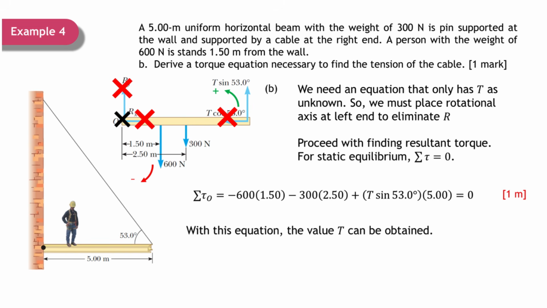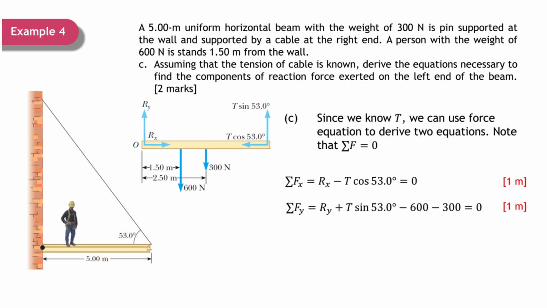Next, we need an equation to determine the tension, T. To eliminate the unknown reaction forces, choose the pin support as the rotational axis. Then, apply the torque equilibrium condition, summation tau equals 0. The clockwise torques are produced by the 600 N and 300 N weights, while the vertical component of the tension produces a counterclockwise torque. This torque equation can then be used to solve for the tension in the cable.